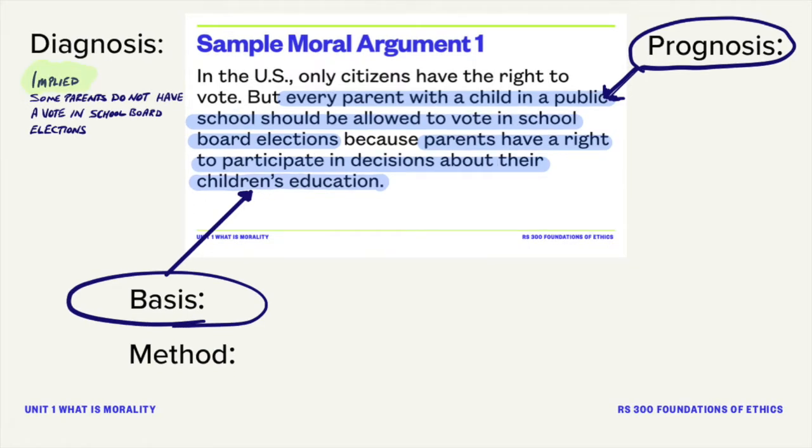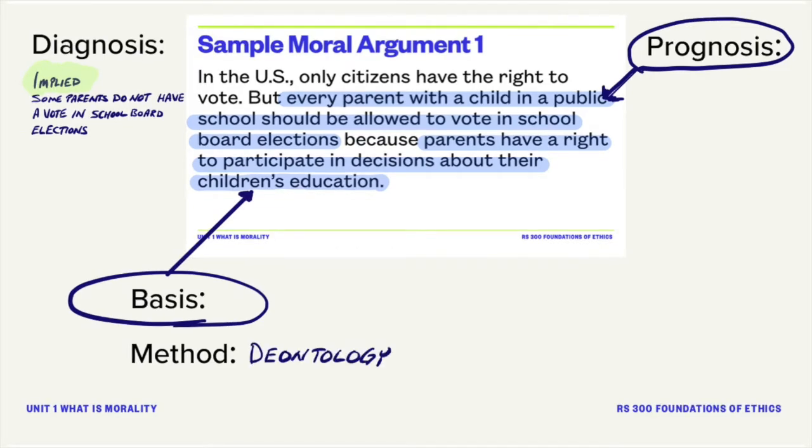Remember, one or more of the parts of a moral claim can be implied. The author may not say it explicitly. It might be hard to find a clean quote in the argument for that part of the claim. After you identify the rationale or basis for the claim, note whether it is deontological or teleological.